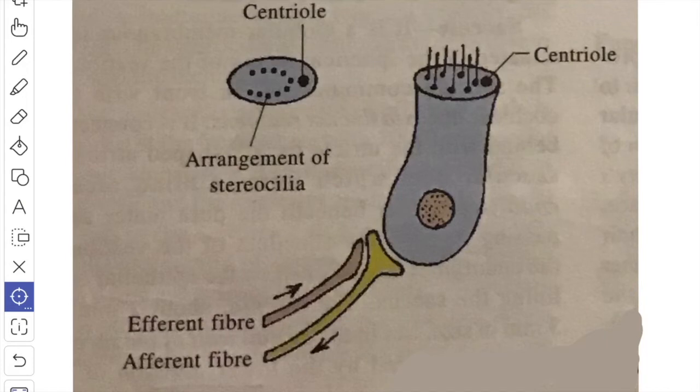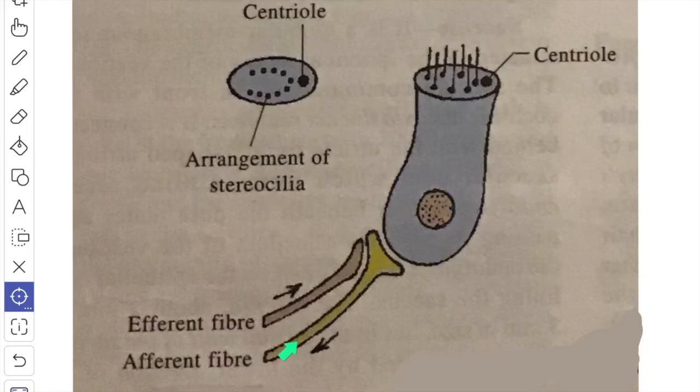This is the schematic picture to show the inner hair cells. So they are pyriform in shape and then you have 40 to 60 stereocilia or microvilli. And when you see the arrangement, it is arranged in a U-shaped manner with the concavity directed towards the modiolus, and the base of the inner hair cell presents two types of synaptic boutons.